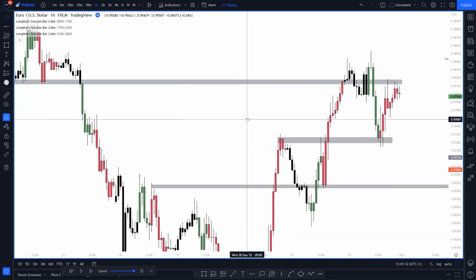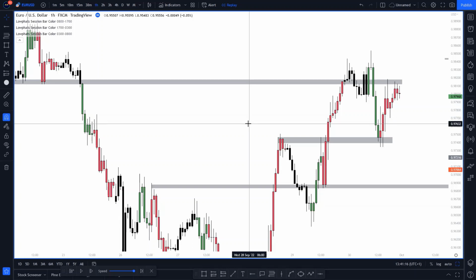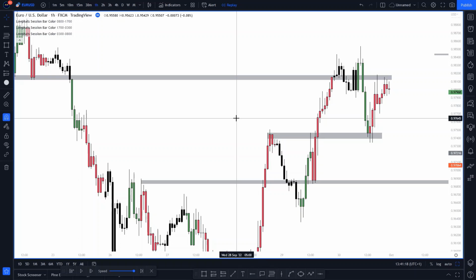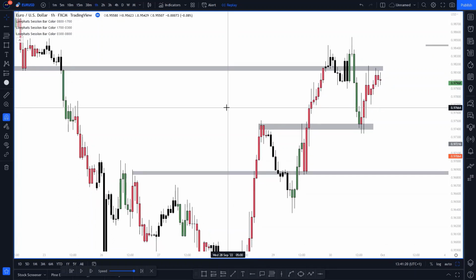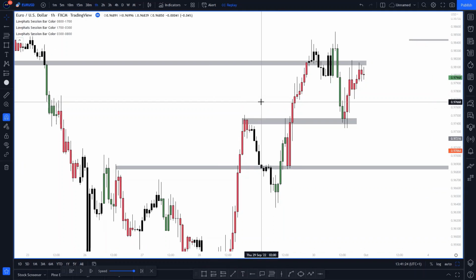In US session, you need to be focusing on Asian session zones and US session zones. Just like in London, you'd be trading Asian and London session zones. In US, you'd be trading Asian session zones and US session zones.